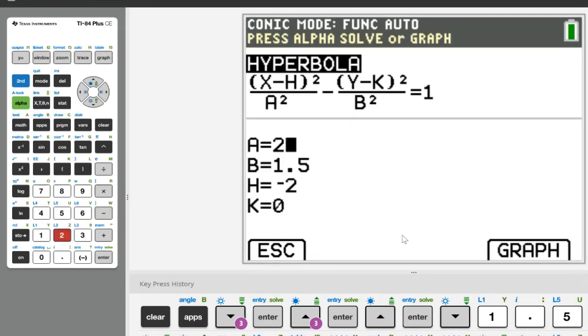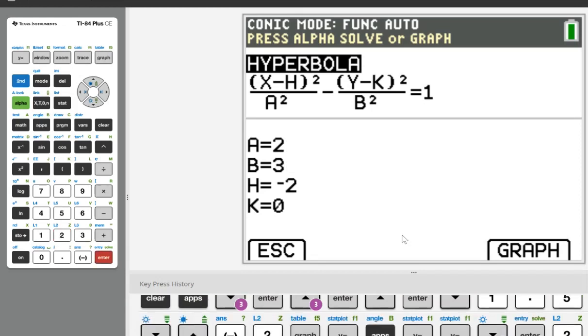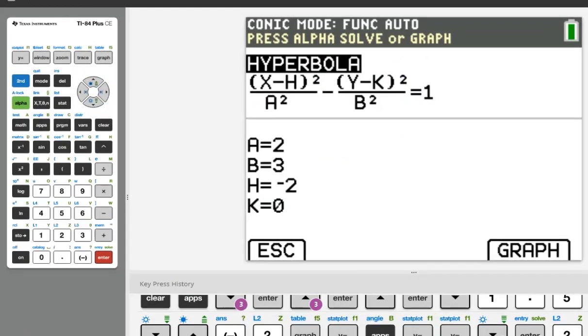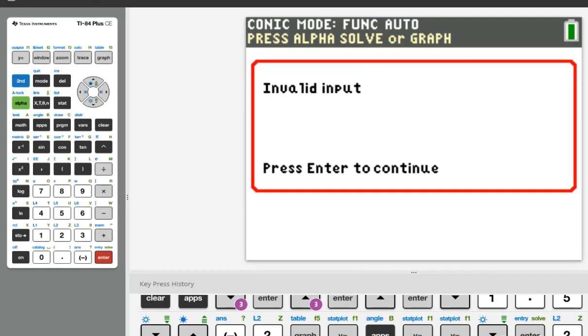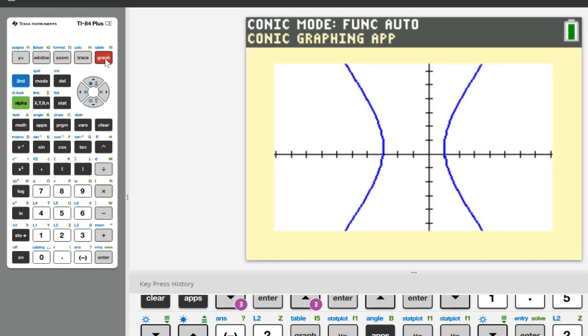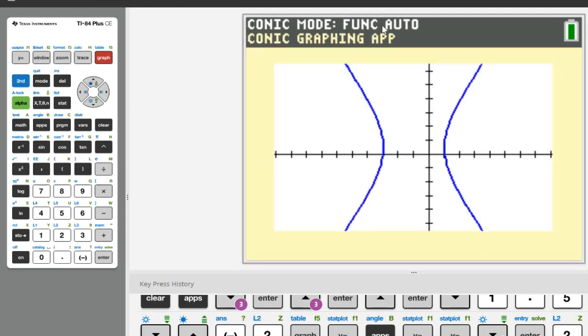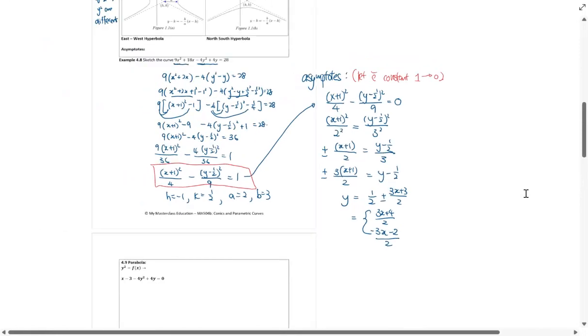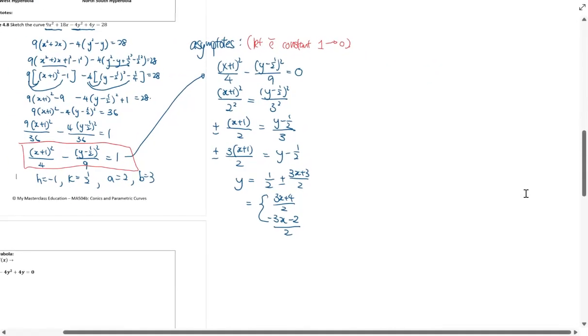My A is 2, my B is 3, my H is -1, my K is half. Okay, so you see when you key the negative wrongly, it will give you an error, so it's -1 and half. Okay, all you need to do is to press graph, and then your two nice hyperbolas will appear. Okay, so you are unable to use second function calculate in this case. So that's why you have to manually find your asymptotes.